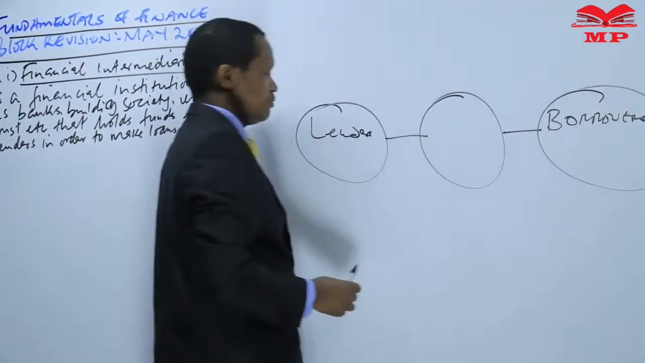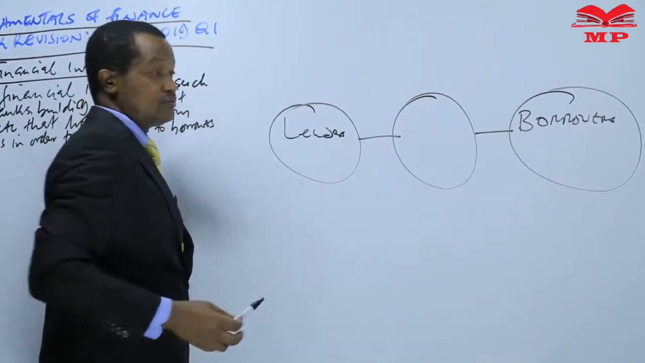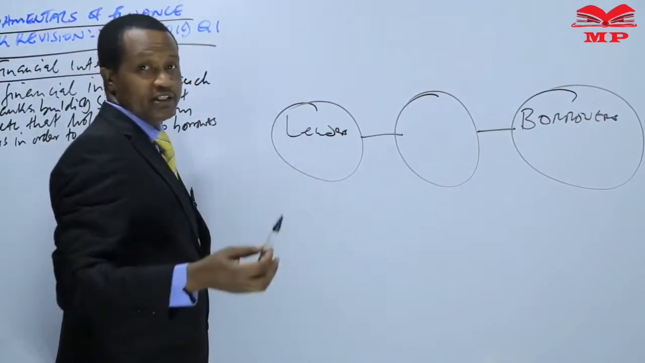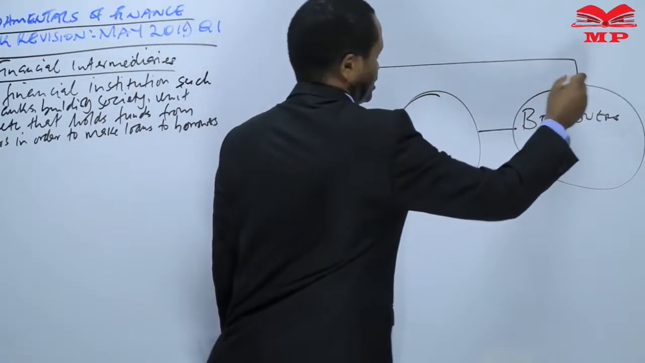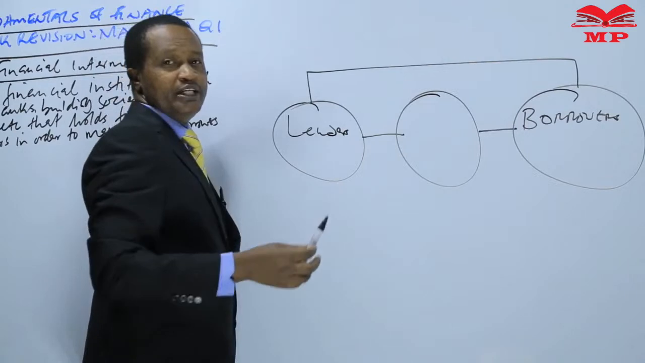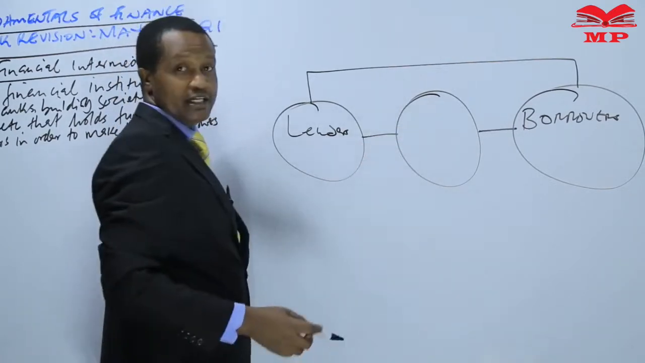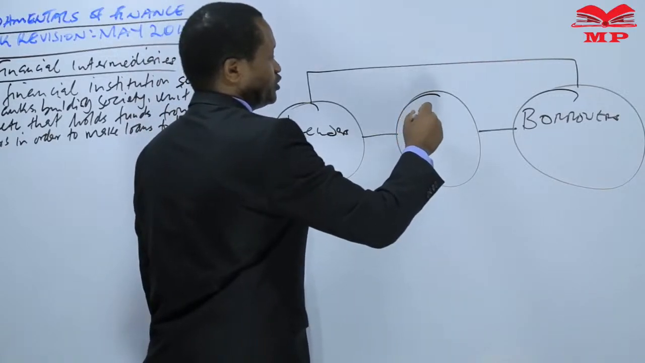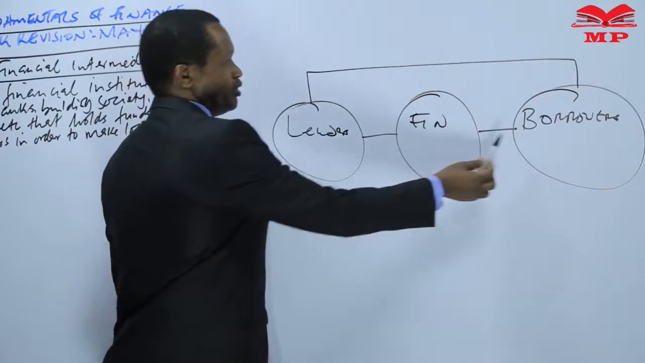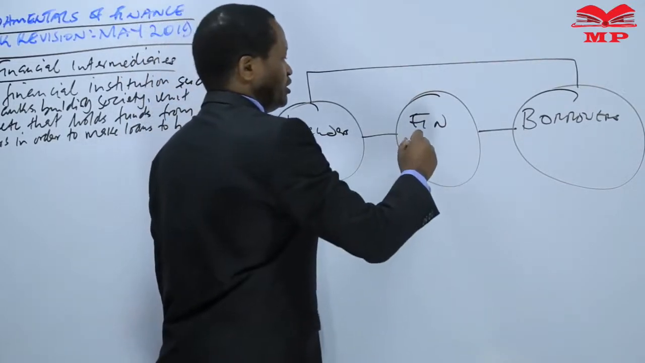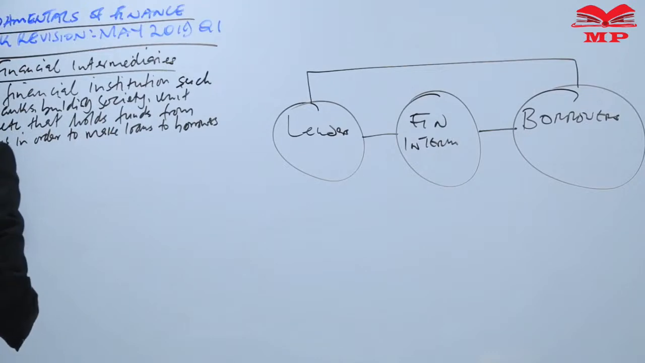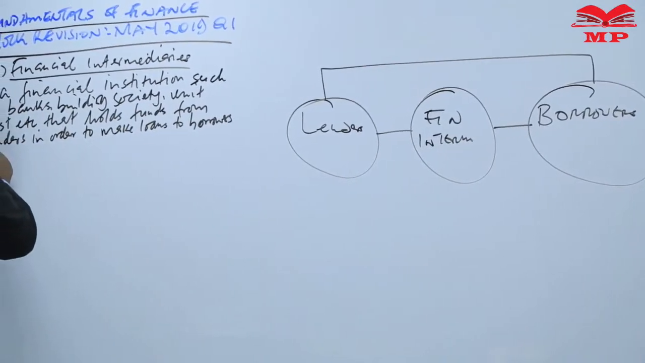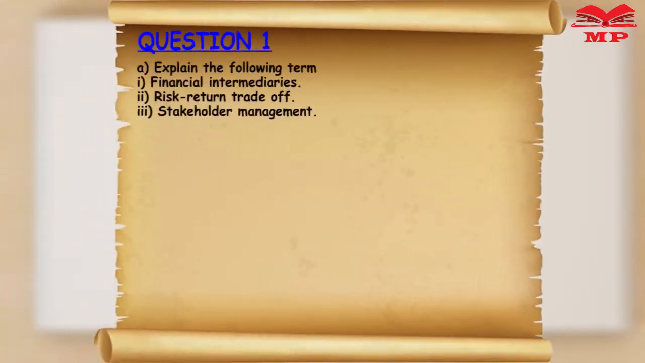In an economy, you'll always have people who have excess money than they need. So if you have excess money, then you would want to lend it out. And you can only lend this money out to borrowers. So the financial intermediary, we've said examples like banks and so on, these are the financial institutions that link the borrowers to the lenders. These are financial intermediaries. That is Roman 1. Then Roman 2, we are to explain risk return trade-off.